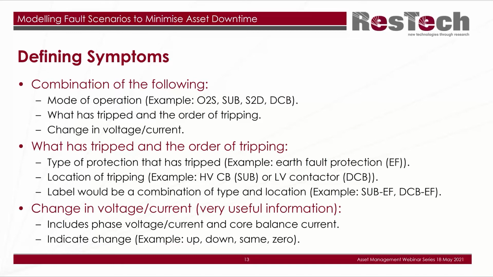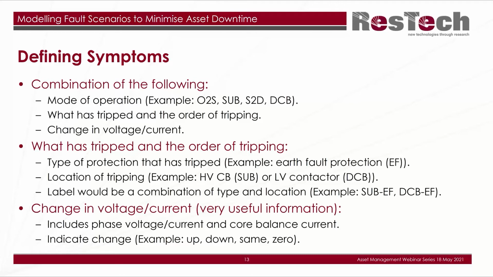Now, what we're going to look at is what has tripped and the order of tripping. Here we have basically two devices that can be tripped: the incoming circuit breaker and the contactor in the DCB. Of course, which one trips in the trip order and what actually causes them to trip are important, and also the change in voltage and current. So, exploring what is tripped and the order of tripping, it's important to understand what the protection has actually tripped.